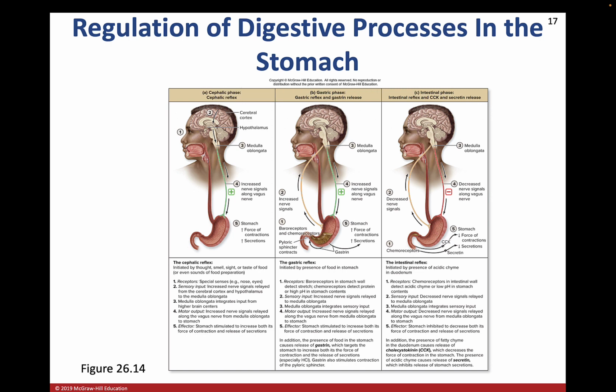The gastric reflex, this is initiated by presence of food within the stomach. Receptors are going to be baroreceptors within the wall of the stomach, and as food enters the stomach, it's going to distend, and these baroreceptors will be activated. Chemoreceptors will be detecting the different types of food, the pH, in the stomach.